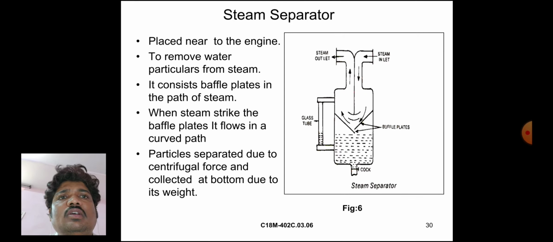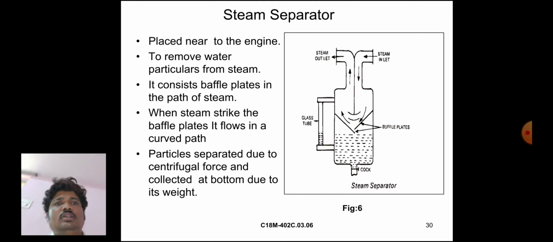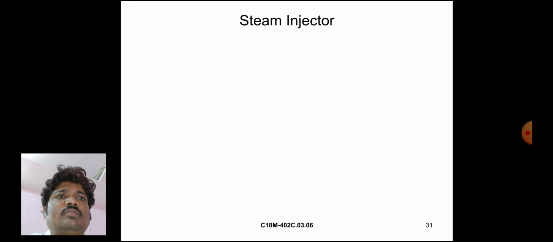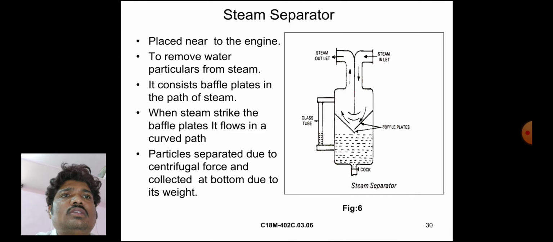The steam separator is placed near the engine to remove water particles from steam. It consists of baffle plates in the path of steam. When steam strikes the baffle plates, it flows in a curved path. Particles are separated due to centrifugal force and collected at the bottom due to their weight. This is a steam separator, as shown in this figure.